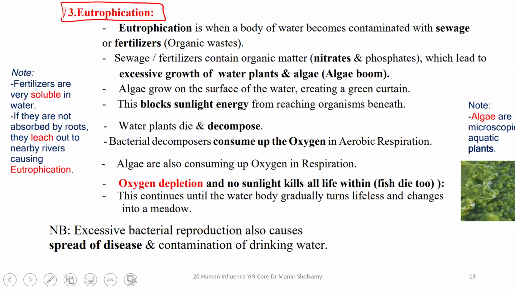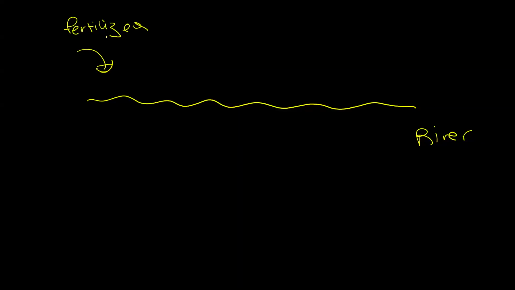Let's take the story step by step. This is a river, and you have here lots of fertilizers thrown in the river. This fertilizer, it's made up of what mainly? What is the main composition of the fertilizer?